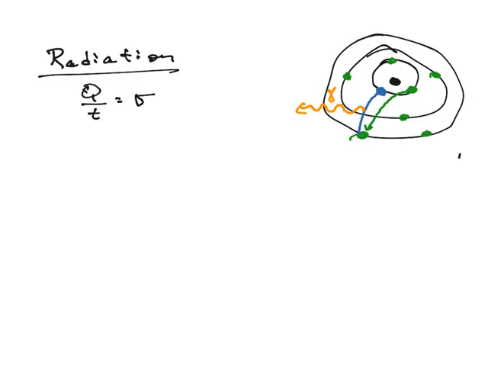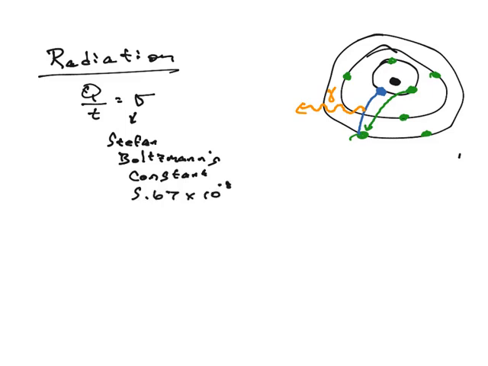First, we have sigma. This is what's called Stefan-Boltzmann's constant. And I believe it's 5.67 times 10 to the minus 8. So just a constant. It'll be on the test. You don't have to memorize it.